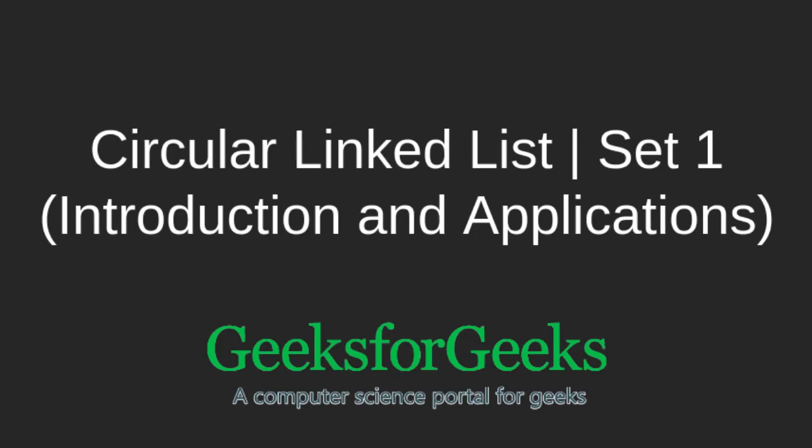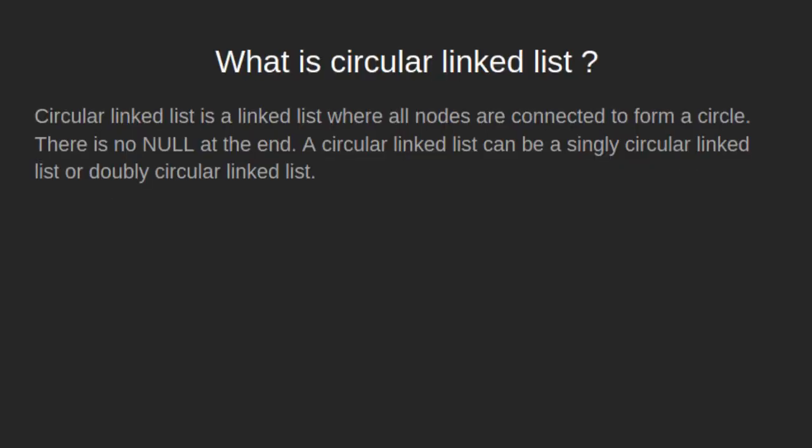In this video, we will introduce what is circular linked list and what are the applications of circular linked list. So, let's first understand what is circular linked list. Circular linked list is a linked list where all nodes are connected to form a circle. There is no null at the end. A circular linked list can be singly circular linked list or doubly circular linked list.